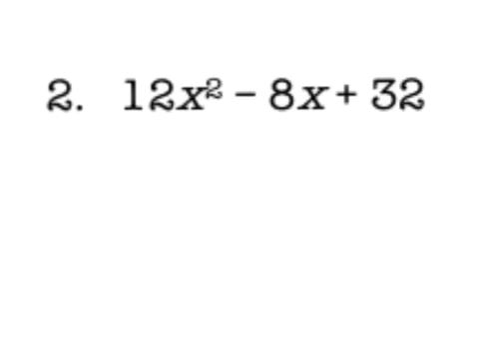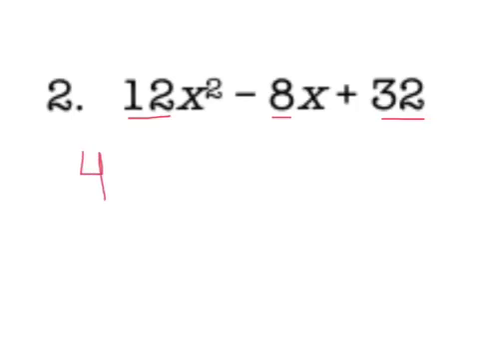So the key here is to scan through the expression and decide if we can divide every term by a number, by an x, or both. Looking here at the numbers, our coefficients, we have a 12, an 8, and a 32. I can see that all those numbers are divisible by 4. So I do know that I'm going to be able to factor out a 4.